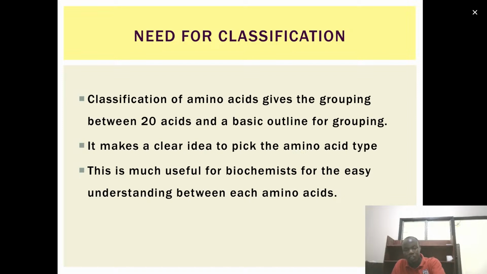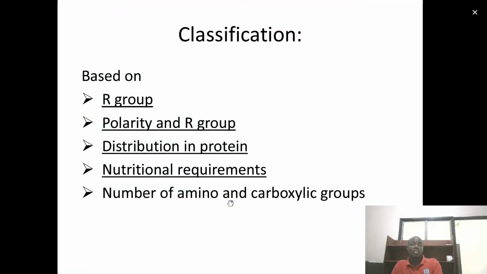What makes one amino acid differ from another amino acid in their R group? Do they have a positive charge? Do they have a negative charge? Do they have any aromatic group, or is there any double bond? So you try to classify them so that it will give you an easy understanding of the amino acids. That is the major reason that we need to classify amino acids. So what is the classification of amino acids?